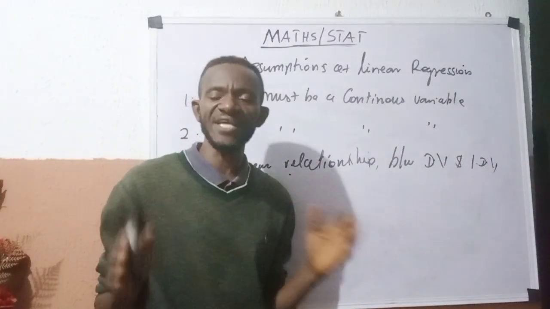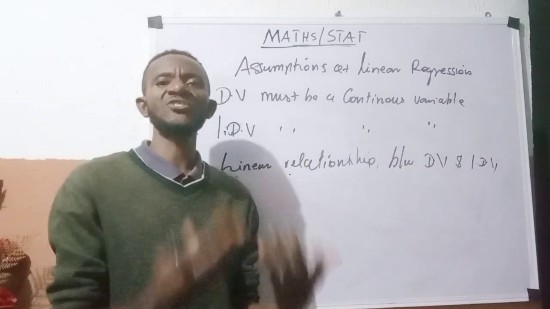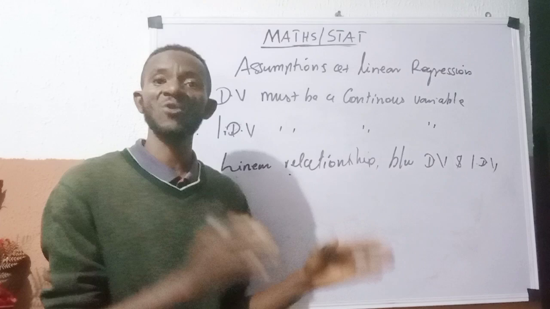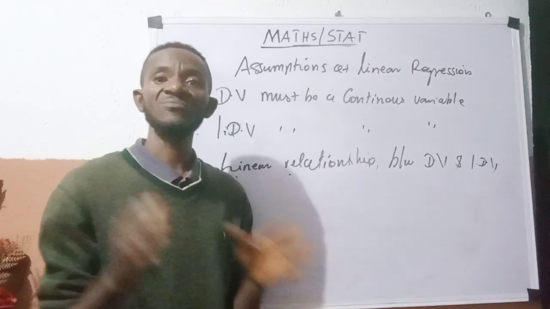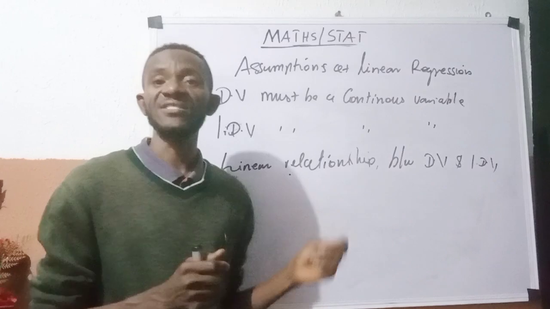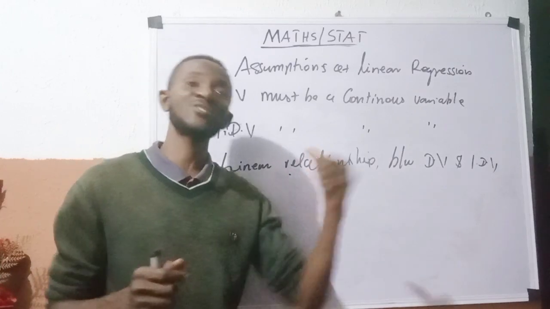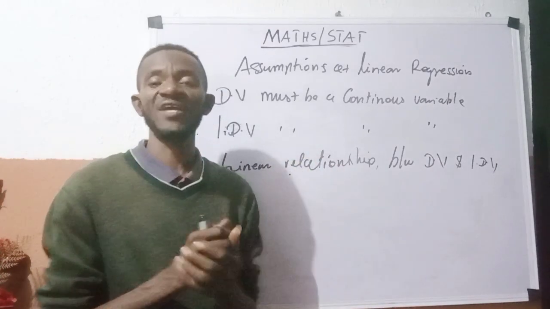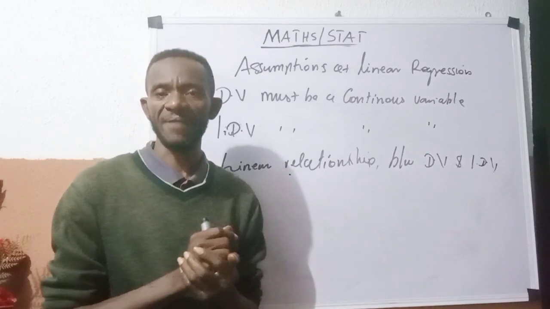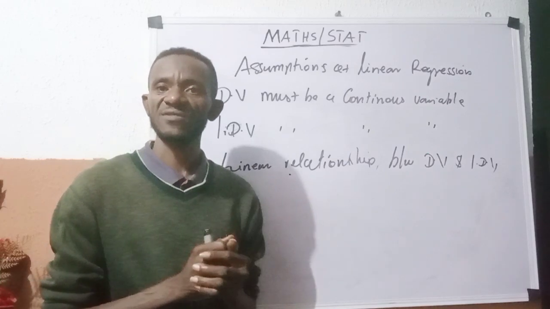Another assumption is saying that the observations must be independent from one another or from each other. That is, the value of a data point doesn't depend on the value of the other one. They are independent of each other, the observations.